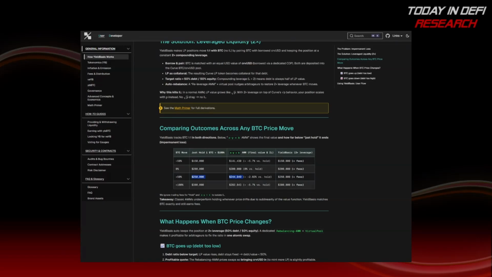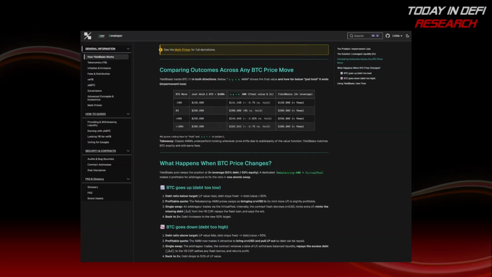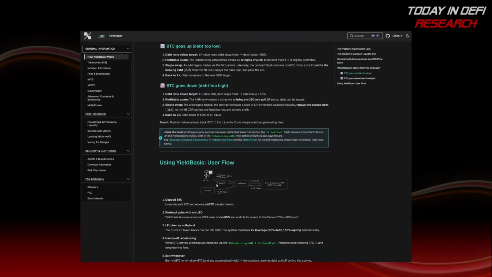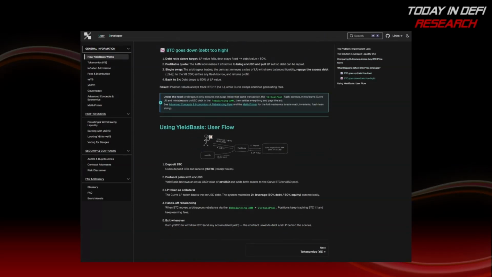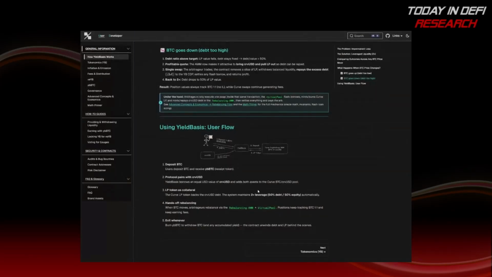In YieldBasis's case, they introduce a new mechanism that allows you to hedge away the impermanent loss, even though you are still supplying liquidity. The mechanism is that YieldBasis helps users always keep 2 times leverage. When you deposit into YieldBasis, you can only deposit BTC. When you deposit the BTC, YieldBasis will go to LlamaLend and borrow crvUSD. For example, if you supply $100K worth of BTC, they'll borrow $100K worth of crvUSD.